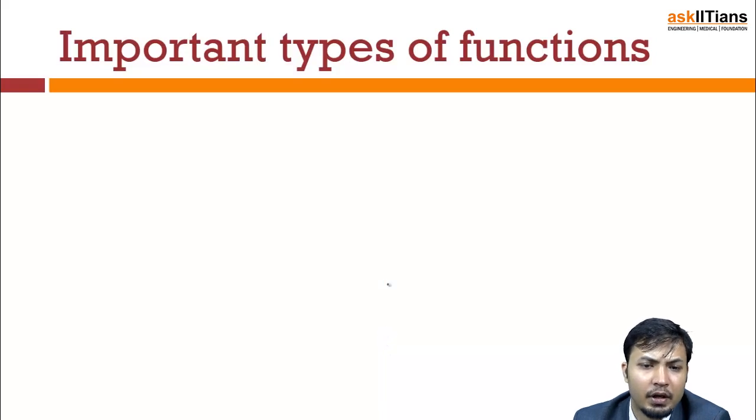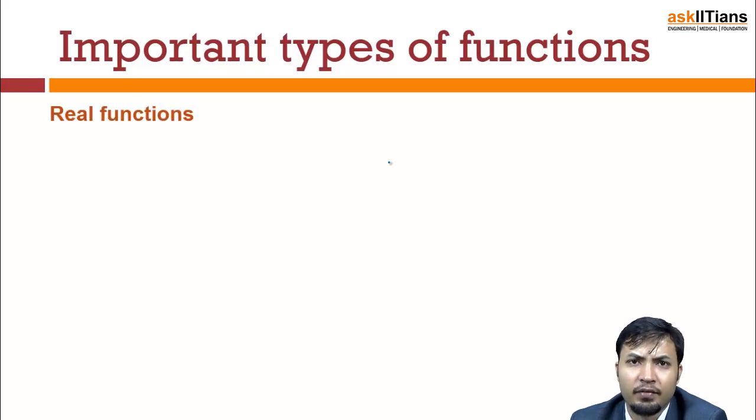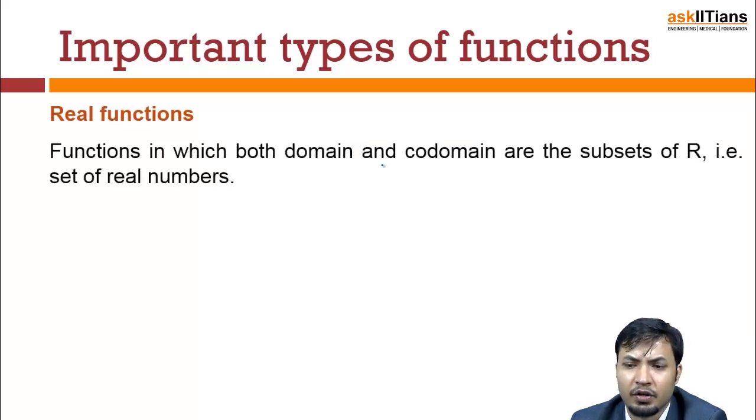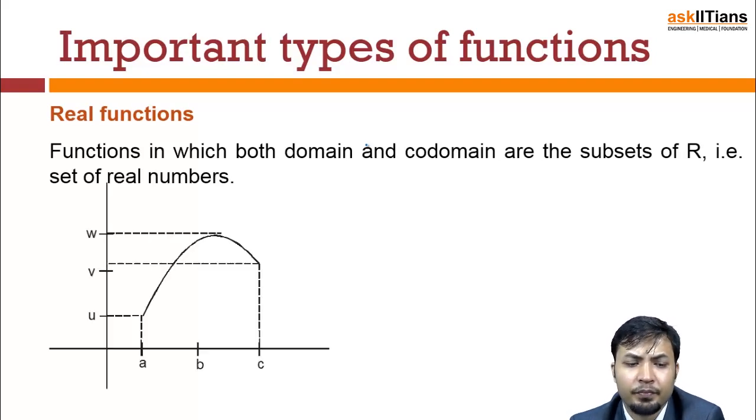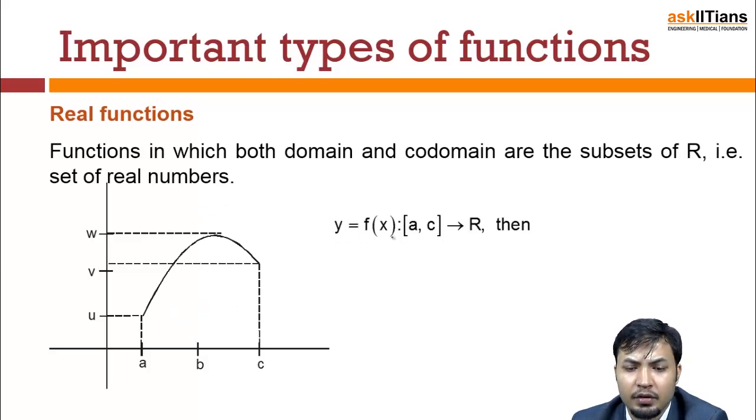Now let's look at some important types of functions. First of all, let's start off with the real function, the most important one, or the basic function. Functions in which both domain and codomain are subsets of R, the set of real numbers, become real functions. Like this. You see over here in this graph, everything is on this positive axis, right? So this becomes a real function.